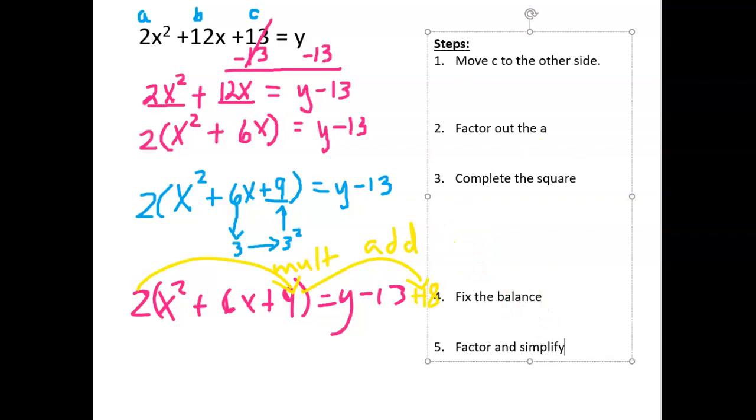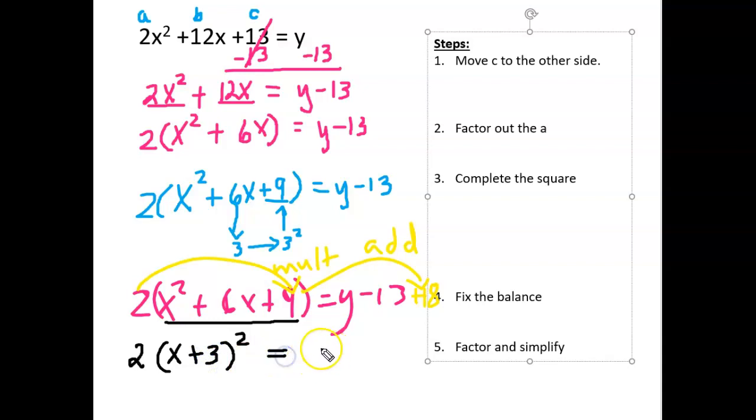Factor and simplify. What do I mean by that? Well, this perfect square trinomial that we have right here, we're going to factor using the little shortcut I shared with you guys earlier. It's always going to look like this, and then to find out what goes here, we just take half of that middle number right there. So what's going to go there is 3.